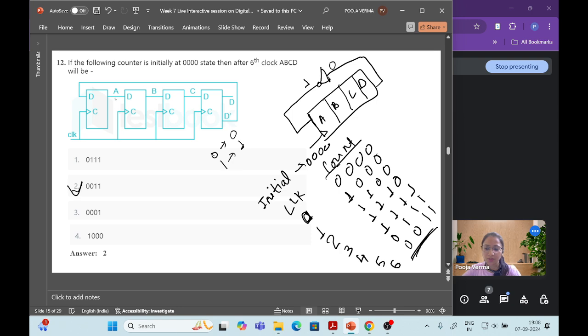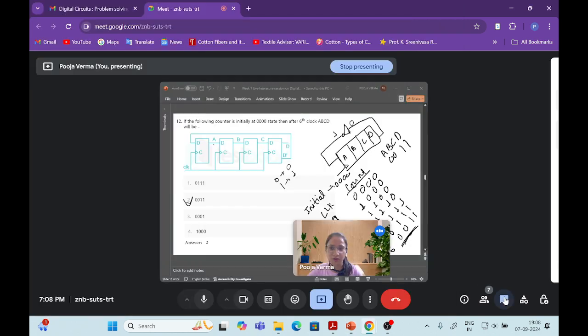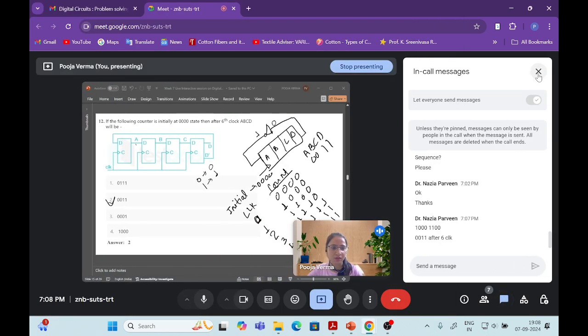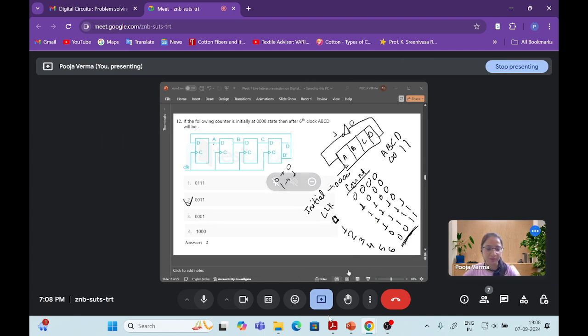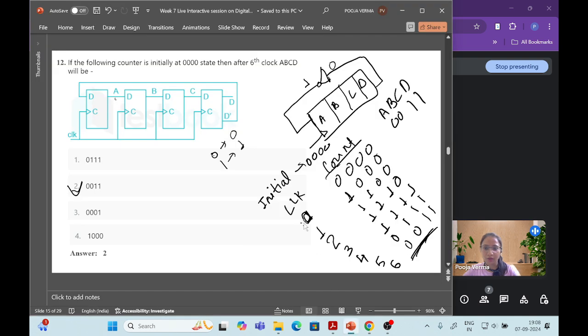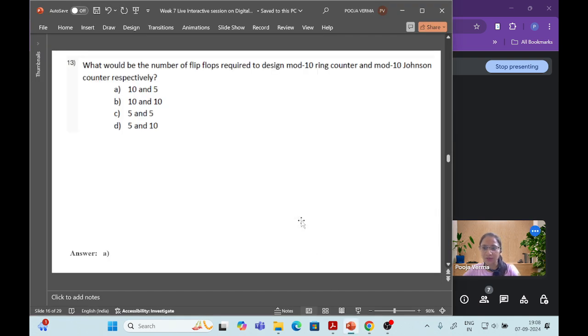After the 6th clock pulse, ABCD will be 0, 0, 1, 1. Okay, so I hope all of you have understood this question. Yes, 0, 0, 1, 1, correct. So moving to the next question.